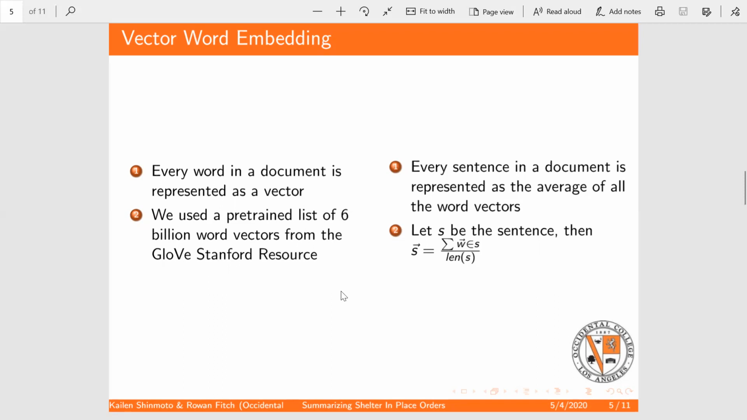So basically what we did is we took every sentence in a document and represented that sentence as a vector, where the vector that represents the sentence is an average of all the word vectors within the sentence. Now, I know that sounds a little confusing, so if you're more of a math person, this little equation right here might help you understand. So if we let S be the sentence, then the sentence vector is equal to the sum of all the word vectors within the sentence divided by the number of words in the sentence.